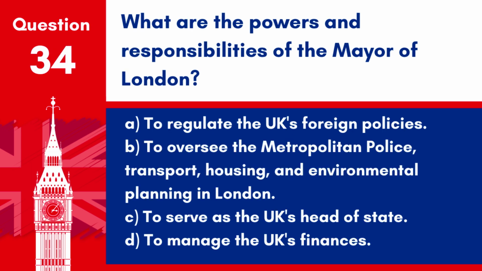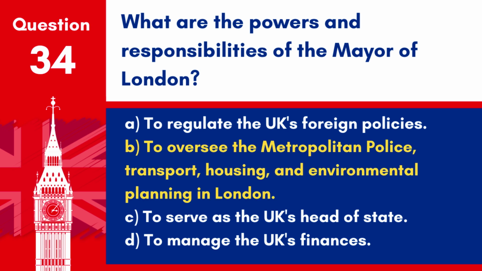Question 34. What are the powers and responsibilities of the Mayor of London? A. To regulate the UK's foreign policies. B. To oversee the Metropolitan Police, transport, housing and environmental planning in London. C. To serve as the UK's head of state. D. To manage the UK's finances.